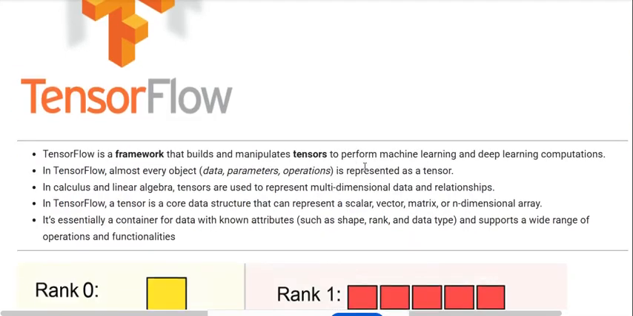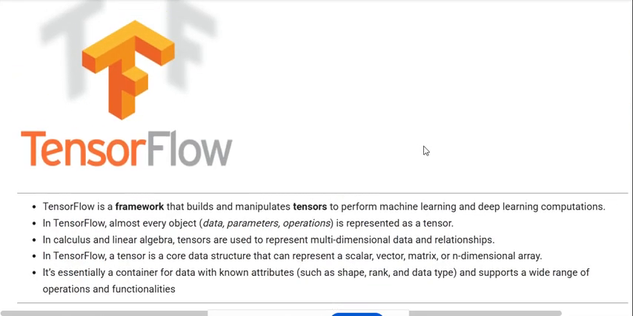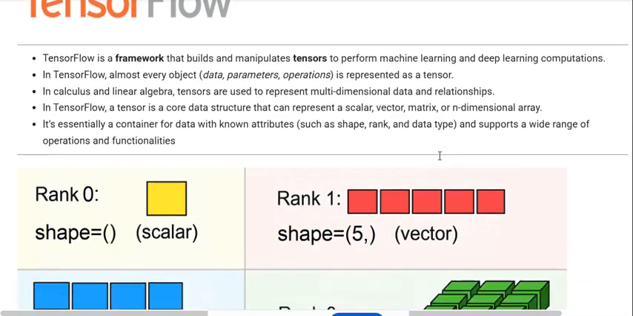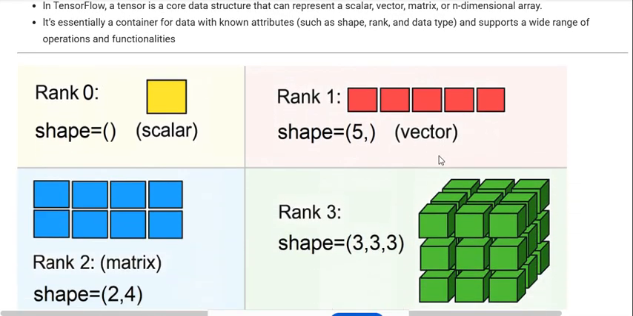So what is Tensor and TensorFlow? TensorFlow is a framework that builds and manipulates tensors to perform machine learning and deep learning computations. In TensorFlow, almost every object, being data, parameter, operations, is represented as a tensor. In calculus and linear algebra, tensors are used to represent multidimensional data and relationships. In TensorFlow, a tensor is a core data structure that can represent a scalar, vector, matrix, or n-dimensional array.